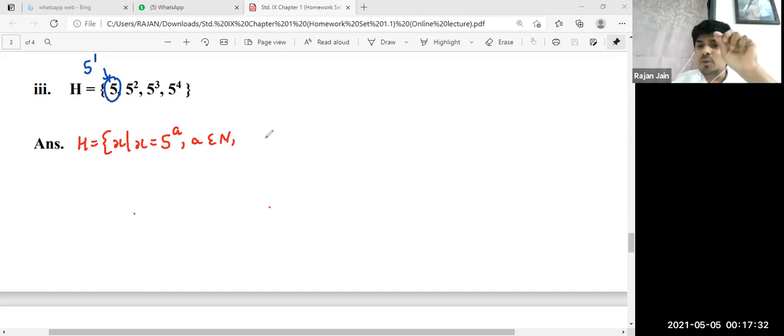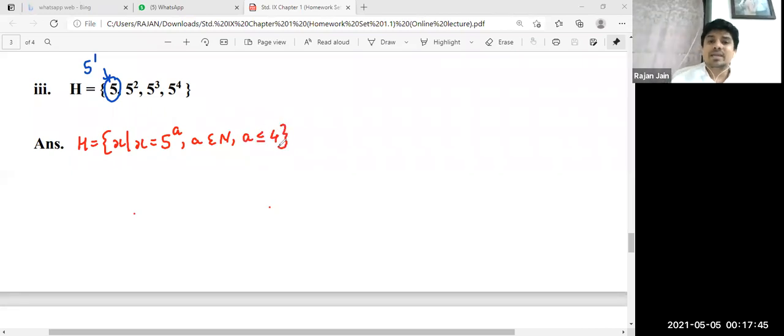I am starting from the first natural number, so writing the starting condition is not necessary. But am I going till infinity? No, I have to stop at 4. So I will say a less than equal to 4. Is that clear? Understood? Okay, hopefully yes.